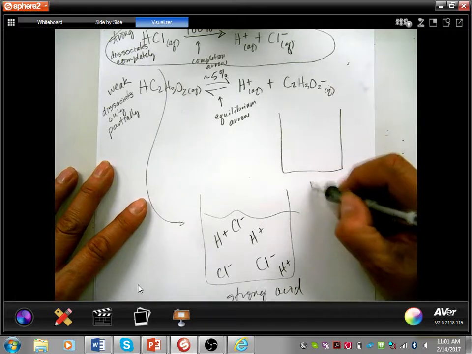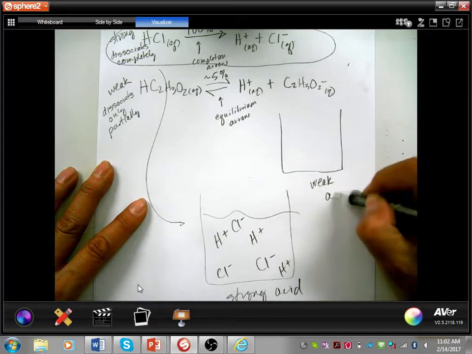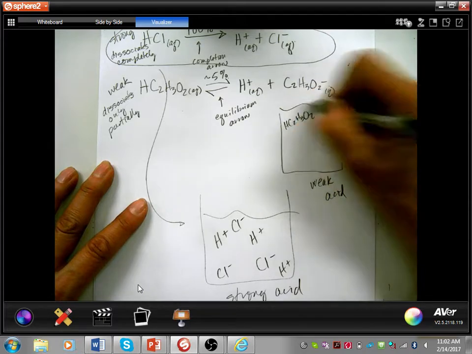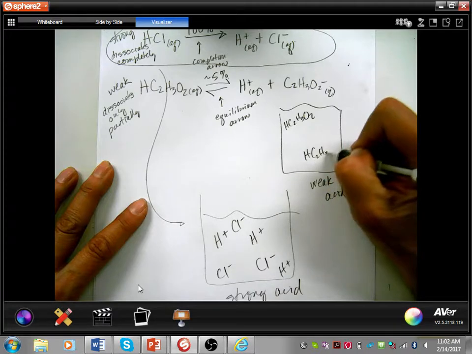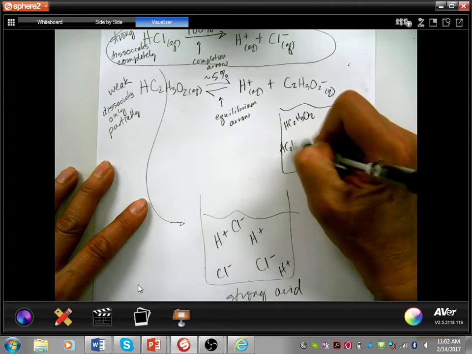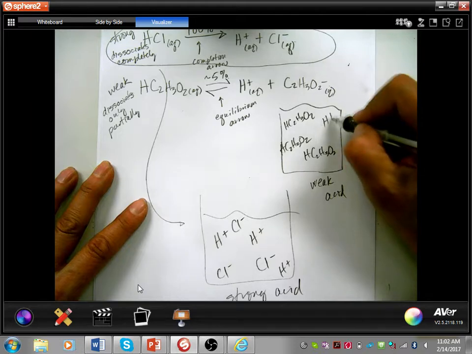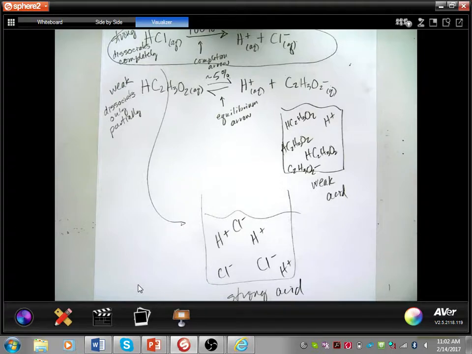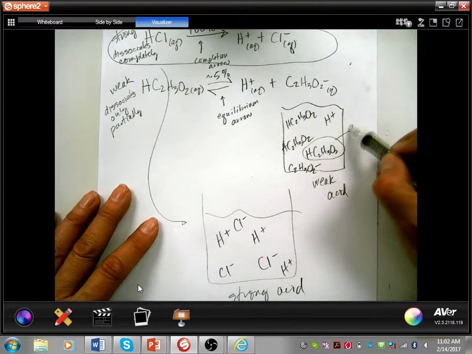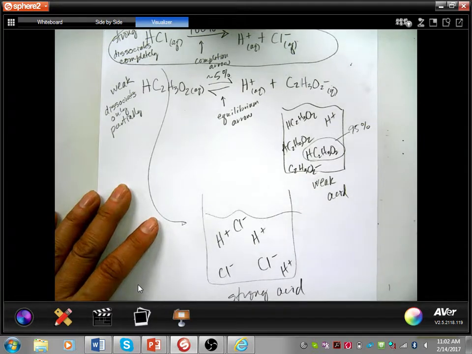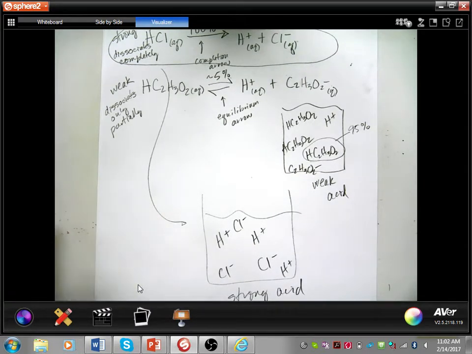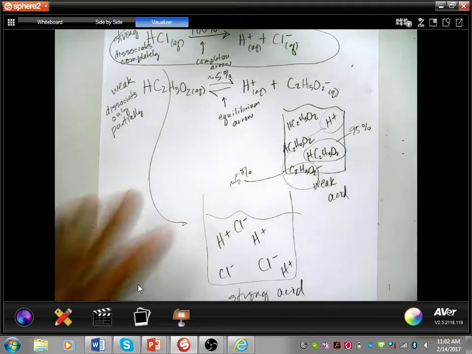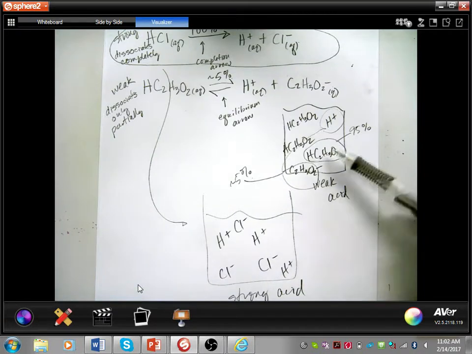I'm only going to see the ions in solution. Conversely, in a weak acid, I'm going to see a whole bunch of the undissociated acid, and only a few hydrogen ions and acetate polyatomic ions. So 95% of the stuff in the beaker is going to be the undissociated whole acid. Only about 5% dissociates.